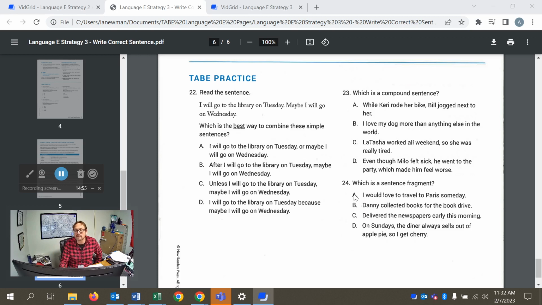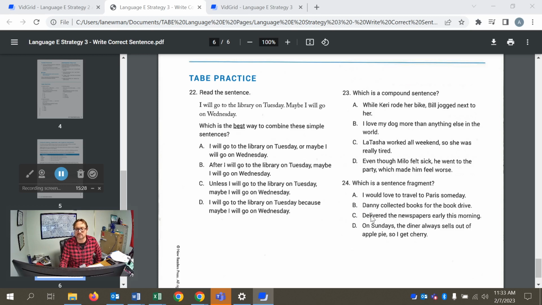So A, B, and D are not fragments, because A has the subject I and the verb phrase would love. B has the subject Danny and the verb collected. D has the subject diner and the verb sells. And also another clause, the subject I and the verb get. This introductory phrase, on Sundays, can make it a little bit more difficult to find the subject of the sentence, but it is still there nevertheless.